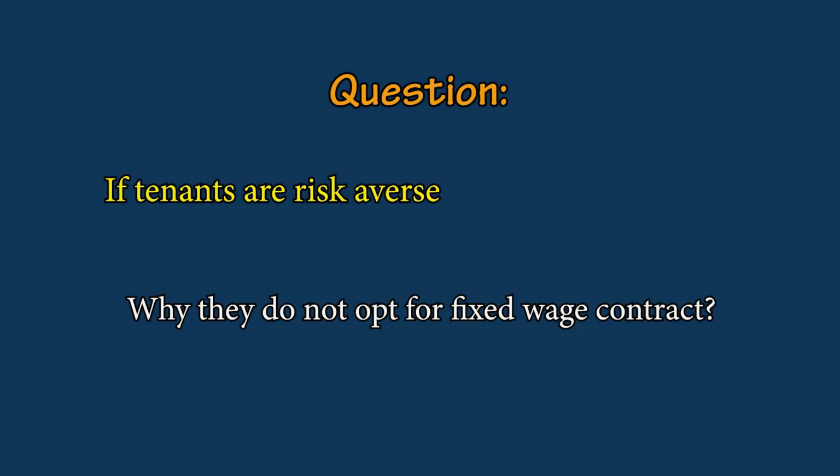Now, if this is the case, then again we can ask a particular question. If tenants are actually risk averse, then why do they not opt for a fixed wage contract? A fixed wage contract always gives them a fixed amount of return. So why not a fixed wage contract? Why sharecropping?